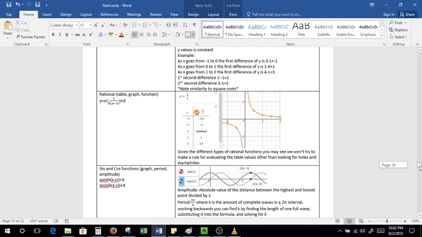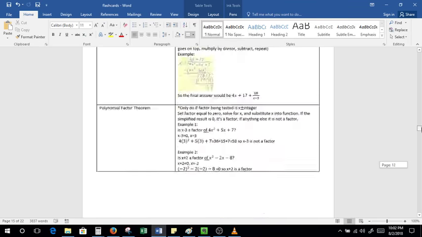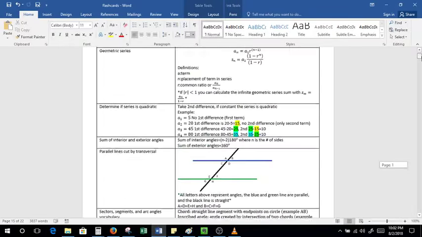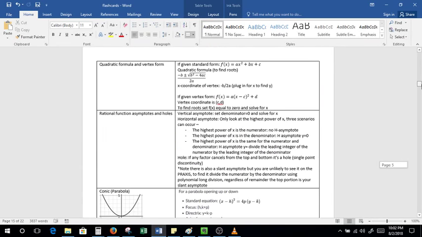So you're going to take a look at asymptotes and holes and whatnot to see if you can figure out what's going on. So if we go back up to where we speak about that, which is right here. So we're looking for these vertical asymptotes where we set the denominator equal to 0 and solve for x. So let's start there.